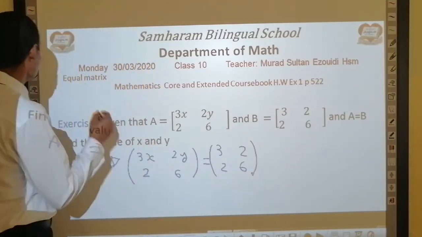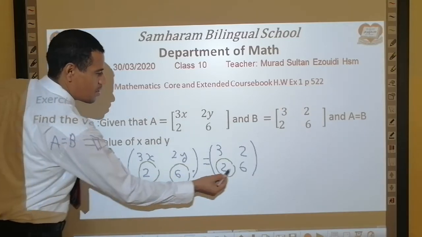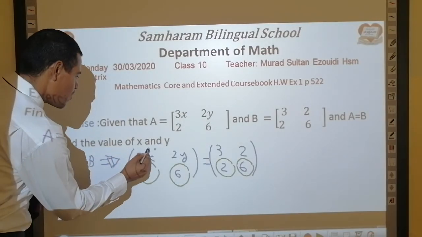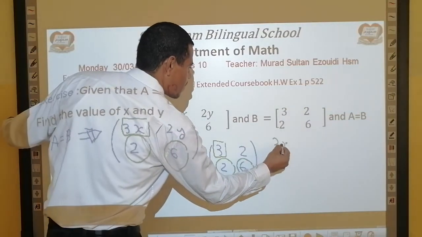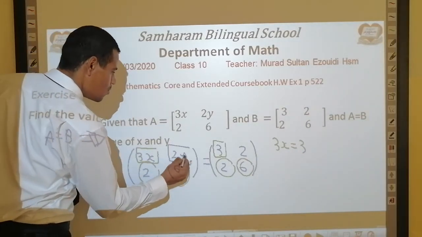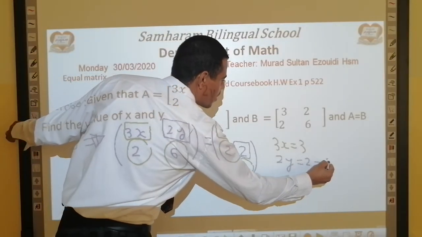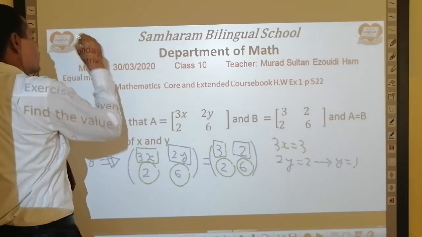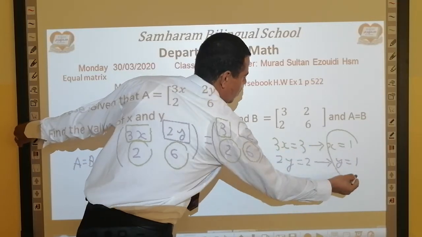Okay, look my kids, 2 equals 2, 6 equals 6, and the corresponding entries are equal. Then 3x should be equal to what? 3. Good. The first one, 3x should be equal to 3. Then my kids, 2y should be equal to 2. So here y equals 2 divided by 2, which is 1. And x equals 3 divided by 3, which is 1. So this is the answer.